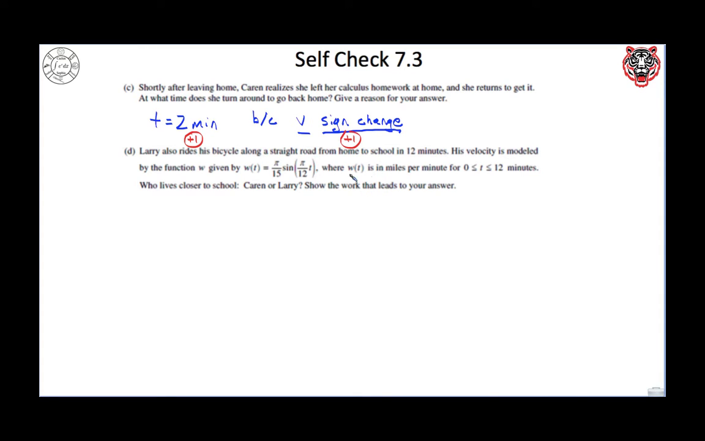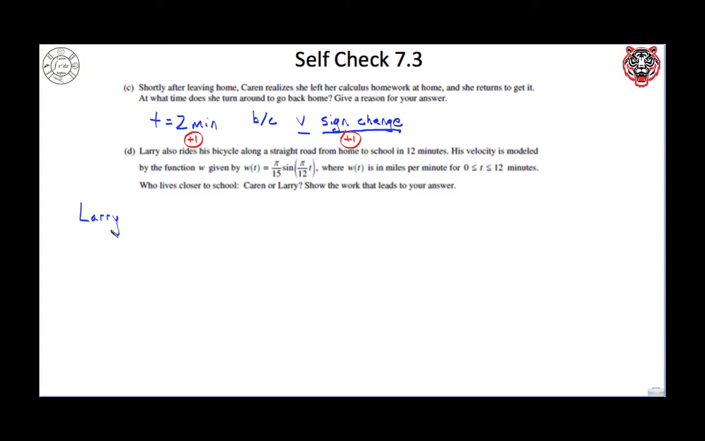All right. Let's talk about part D. Part D takes a little bit of time. We're talking about this new person named Larry who's also going home from school. His velocity is modeled by this equation, which we can't use our calculator for. So we need to figure out who lives closer, which means we need to look at position change. So I'm going to talk about Larry here.